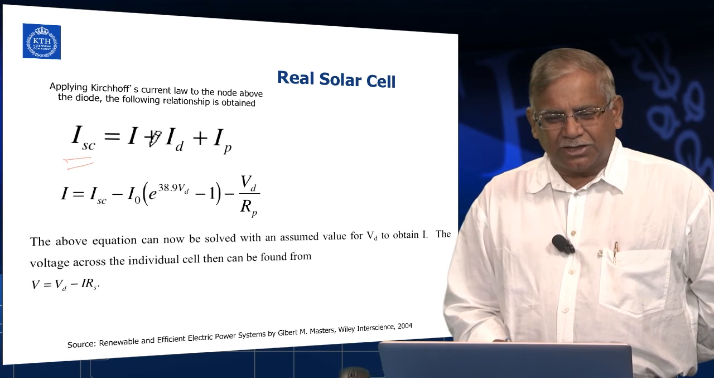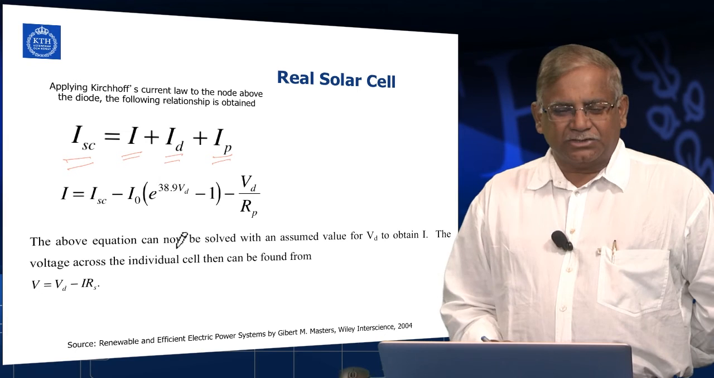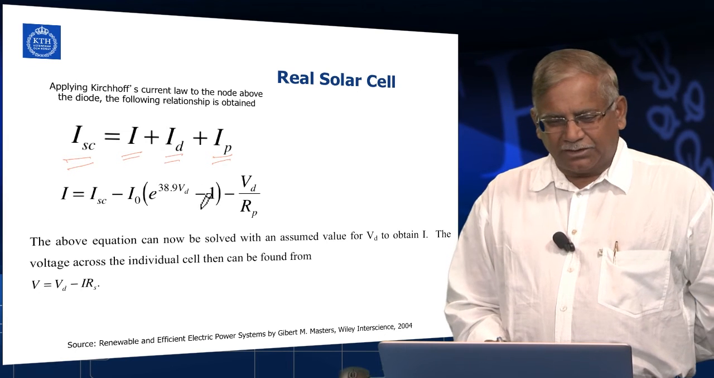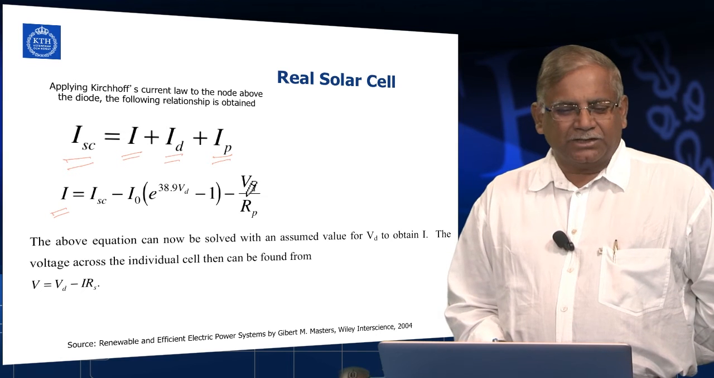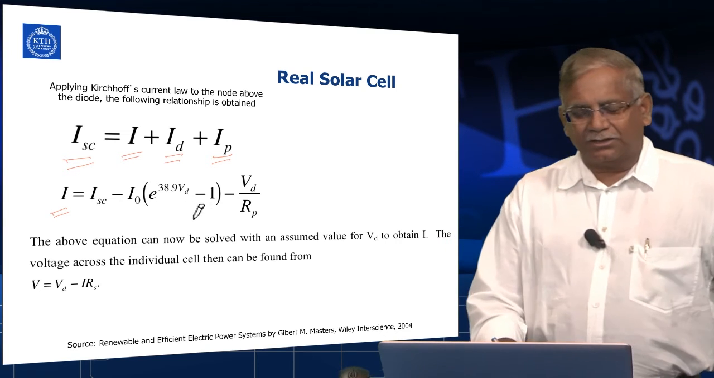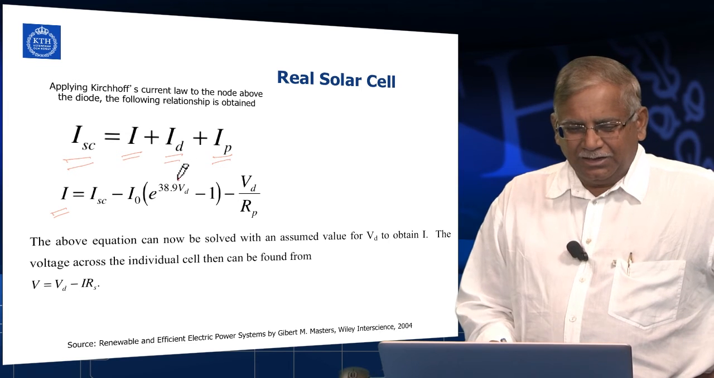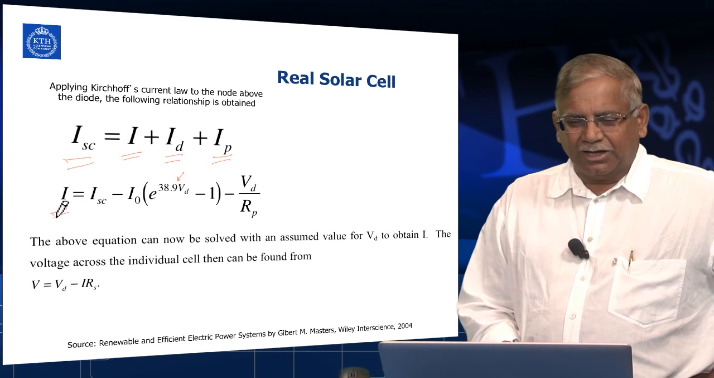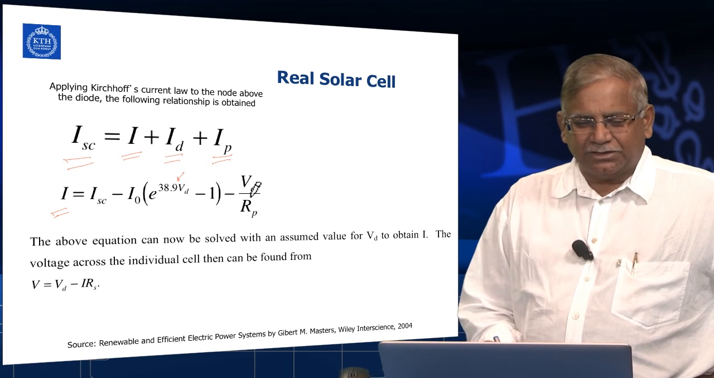This is the short circuit current, the current flowing through the circuit, going through the diode and going through the resistance here. When you do this for a parallel resistance, the IV curve is going to look something like this. So this of course cannot be solved directly, so we have to do an iterative procedure. We assume a value for V sub d, and then we calculate I, and then we plot this I versus V curve that we have shown before.